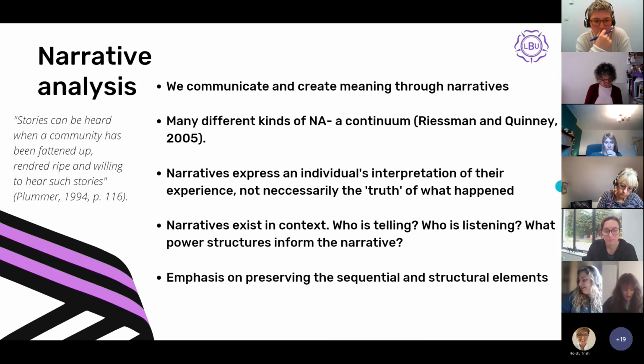Narratives are used by individuals to express their interpretation of things that they experience. So that means that narratives are not necessarily expressing the truth of what happened at any one time, but how the individual narrating that experience has reconstructed it. So narratives exist in context. For instance, everyone who is a part of this session will be experiencing it really differently.